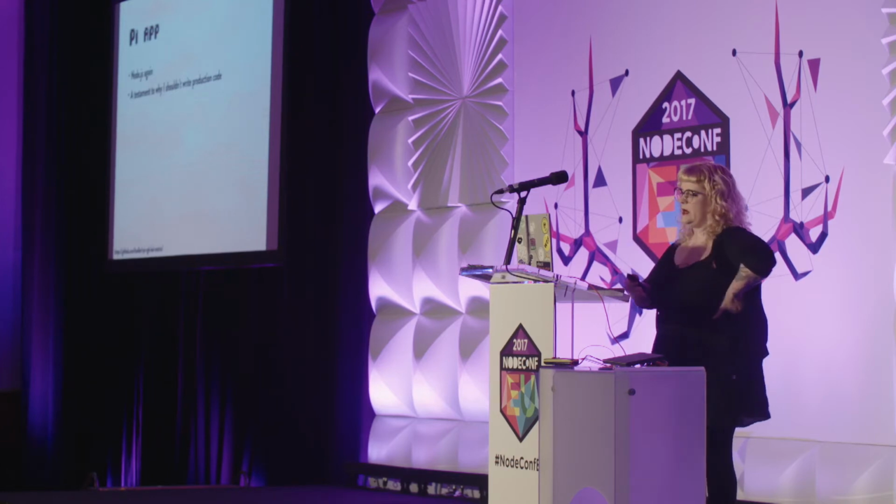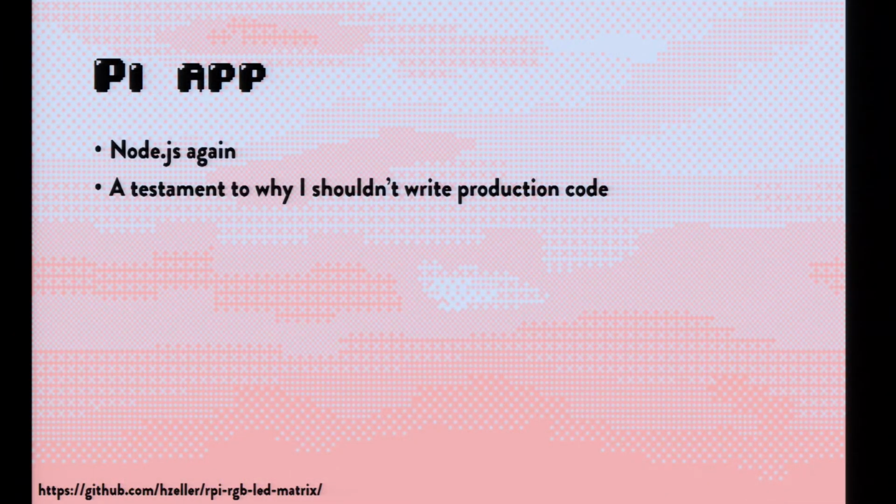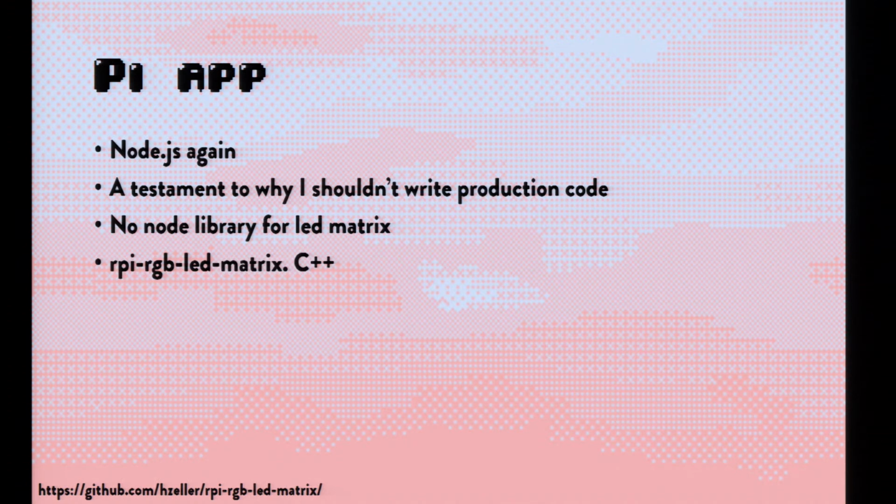So since the Raspberry Pi is the one that's powering the matrix, we have to write some stuff that runs the panel. But there's a problem. There's not really a Node library for the LED matrix. There's a few, but they're pretty out of date. They're not that great. So I did something that's probably going to offend some of you. I took this C++ library, and I'm making calls to it using a package called node-command, CMD.